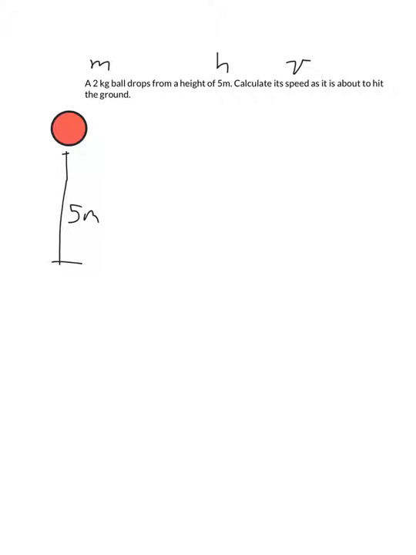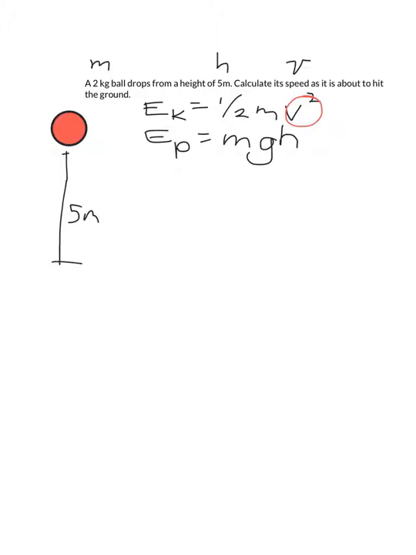At this point, you should be looking at your two equations. Energy equals half mass times velocity squared. And the other one you know is gravitational potential energy, which is mass, the gravitational field strength, and height. So this is where you should be thinking, this is what I need. However, I've only got these two values.